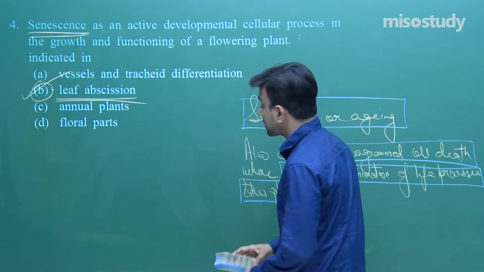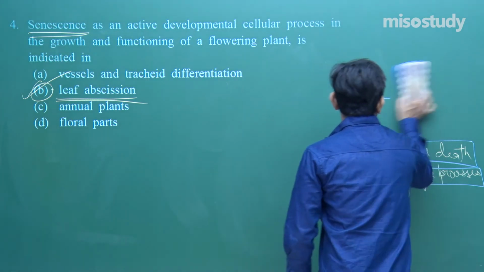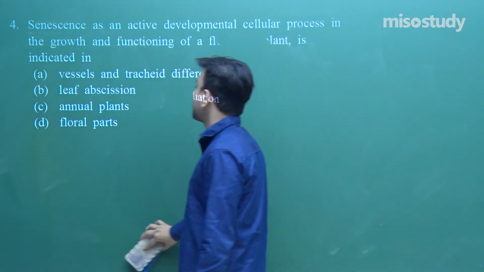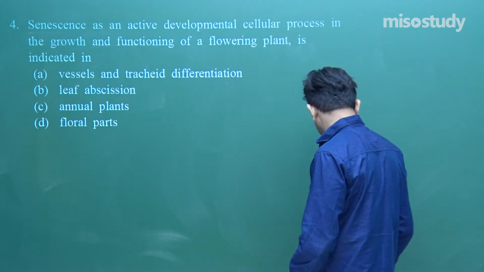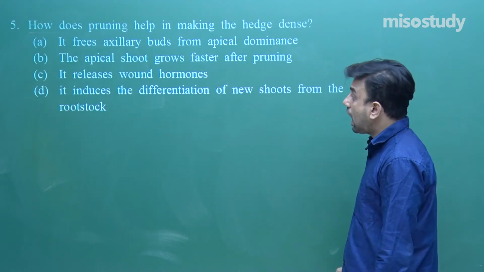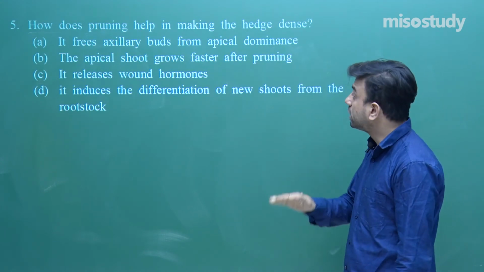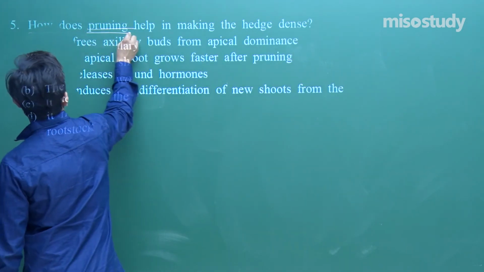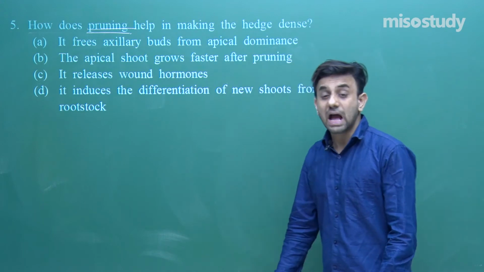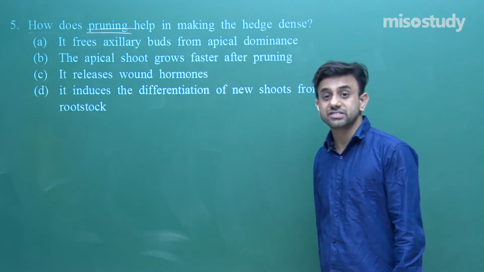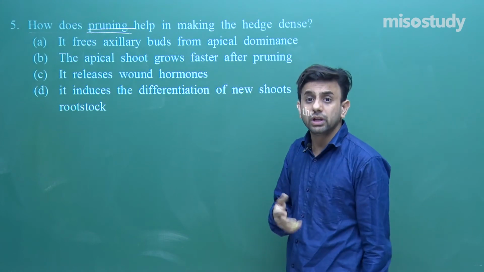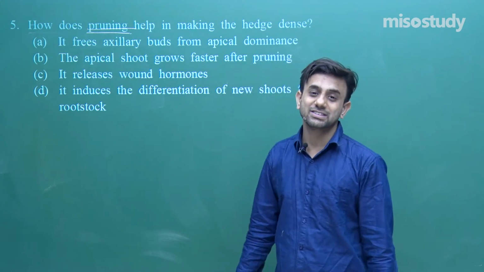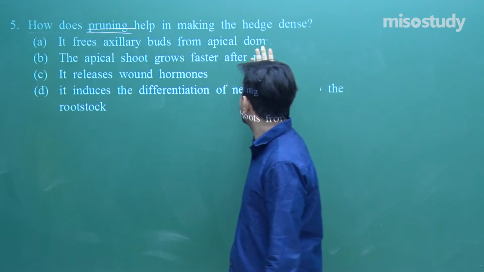So now we move on to the next question. That is, how does pruning help in making the hedge dense? So basically what is happening in pruning, we are cutting the apical meristem, and we are helping the lateral growth of the plant body, and this makes the hedge denser.